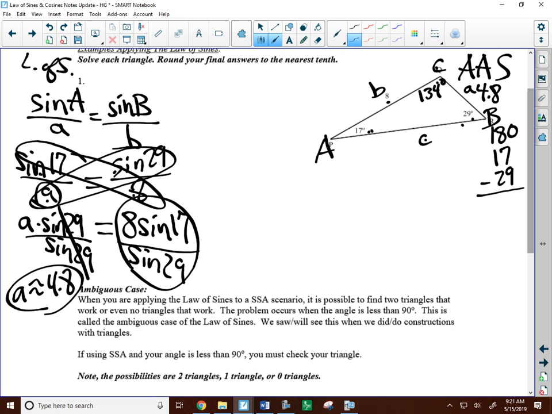Okay, let me do one more. So we solve for that side, to get c, right here, the final missing side. I have to do it again. It's not a right triangle, I can't do the Pythagorean theorem. I have to do it again.